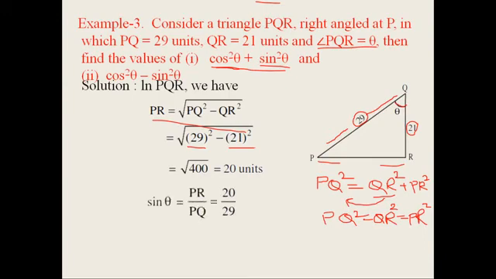Now sin theta is equal to opposite by hypotenuse. What is the opposite side here? PR, the side opposite theta. And the hypotenuse is PQ. So PR by PQ is equal to 20 by 29. Next, cos theta is equal to adjacent side by hypotenuse, QR by PQ. What is the adjacent side here? 21. What is the hypotenuse? PQ, that is 29. So 21 by 29. Now substitute in the given question.